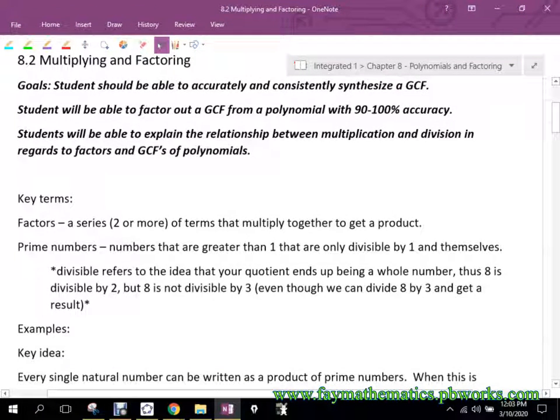You guys know what GCF stands for? Greatest common factor. So what is the greatest common factor then? It's the greatest number that can multiply with something. It's the greatest common number. List the numbers and they all have something in common, like one number in common.